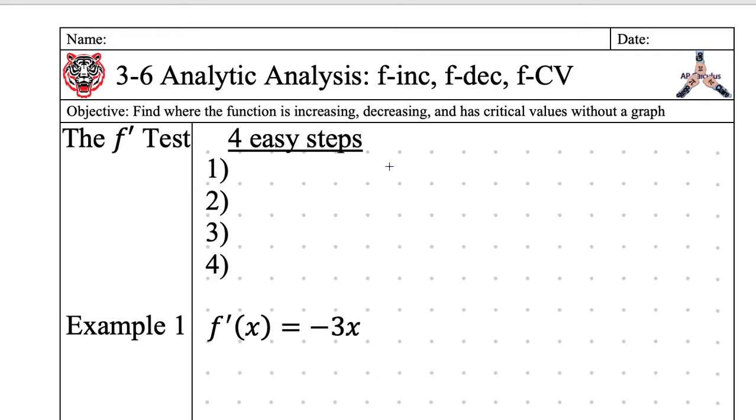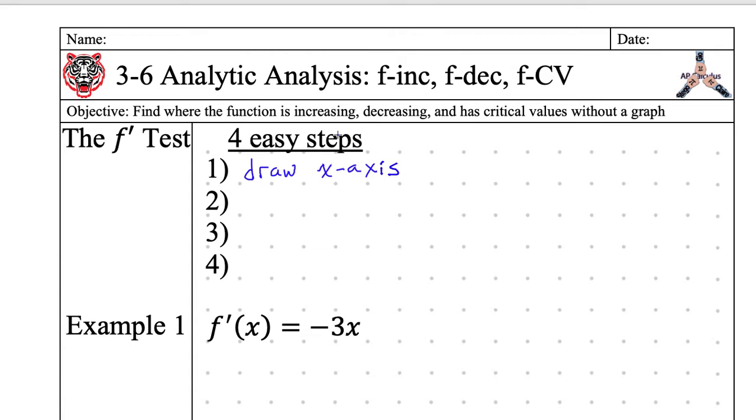Okay, so let's talk about the F prime test. You guys are eventually going to be learning the F double prime test. Don't get them confused. There are 4 easy steps when it comes to taking the first derivative test, and that is to first draw some sort of x-axis, some sort of line. So draw x-axis.